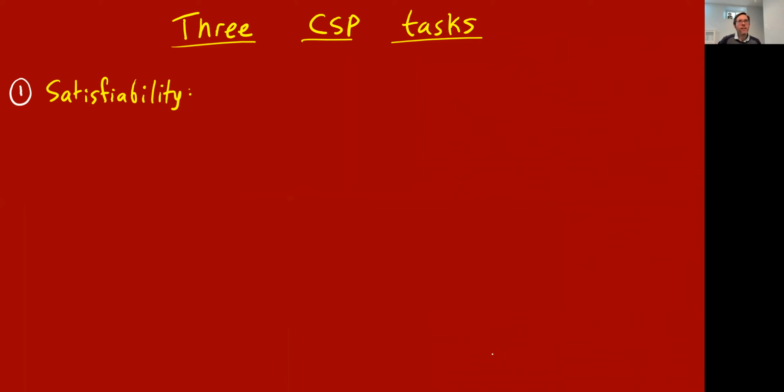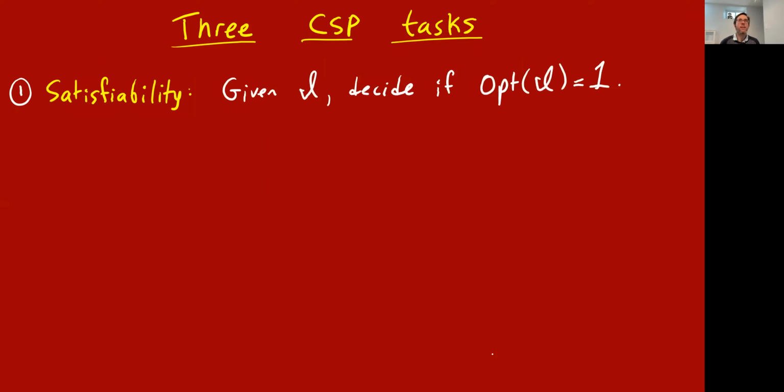So one task given a CSP is the satisfiability task. And that's a simple task. You're given the instance, and you just want to decide if it's satisfiable, if the optimum value is 1. This is the classic task associated with the 3SAT problem. You're given an instance: is there an assignment that satisfies 100% of the clauses / constraints?